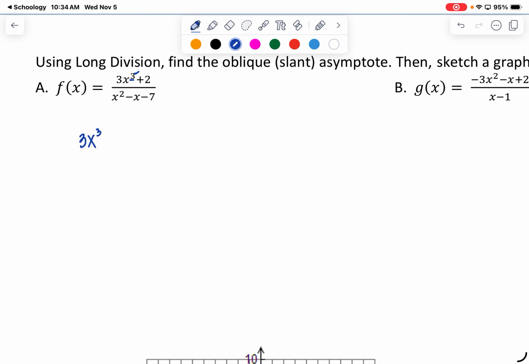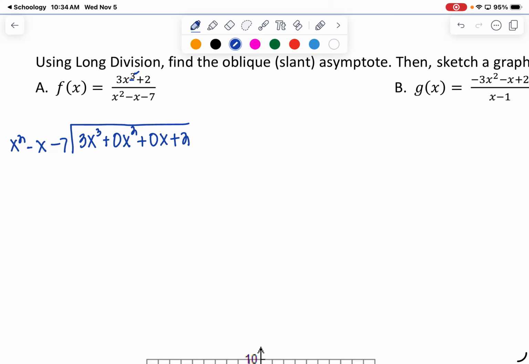We have 3x cubed. There are 0x squared, so we're going to put a placeholder there. There are 0 linear terms. We're going to put a 0x there, and then plus 2, divided by x squared minus x minus 7. All right, now we're going to start the process.